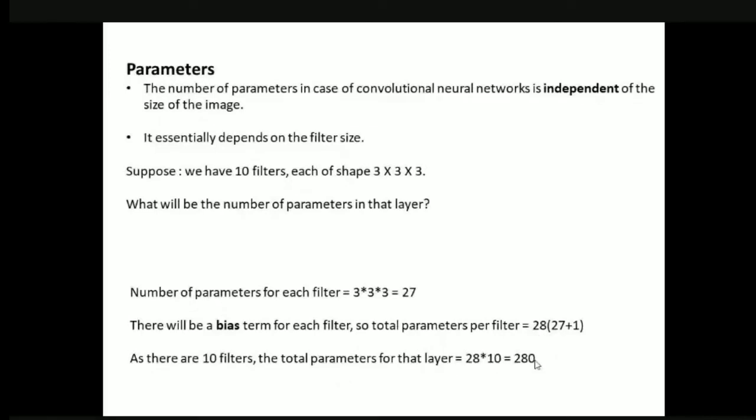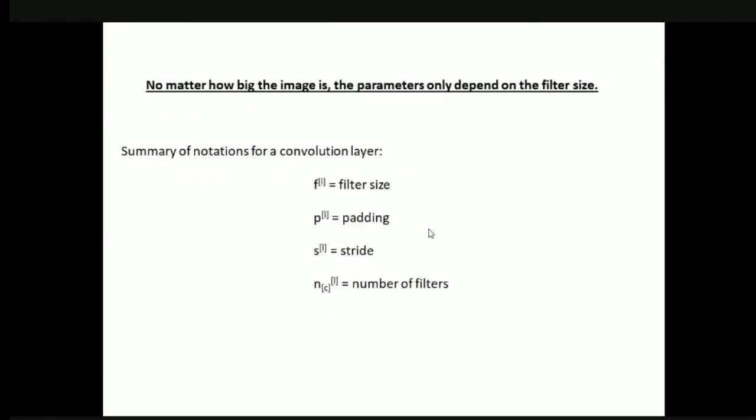What may be the size of the input image? It is unnecessary. We calculate the total number of parameters based only upon the number of filters and the size of the filter. So this is what we have written here: no matter how big the image is, the parameters only depend upon the filter size. The summary of all the notations we have learned till now in the convolutional layer is: F is the filter size, P means padding, S means stride, NC means the total number of filters.